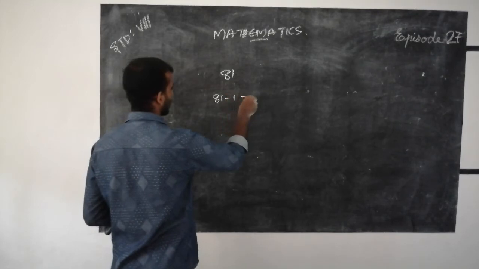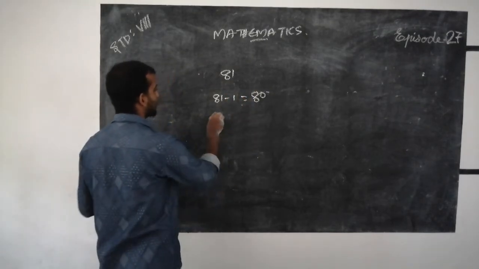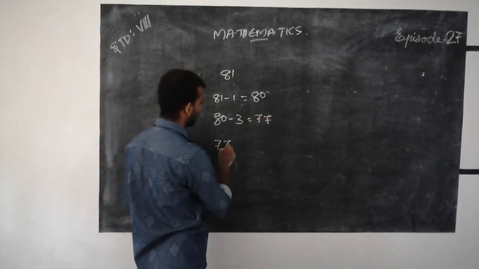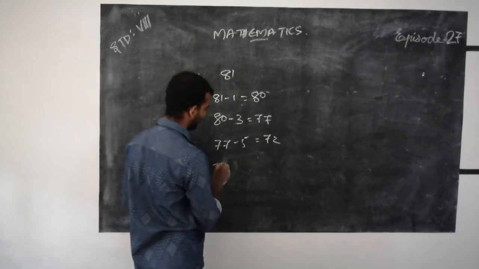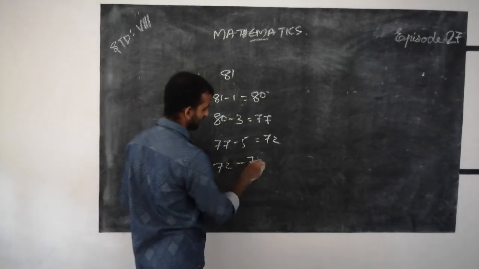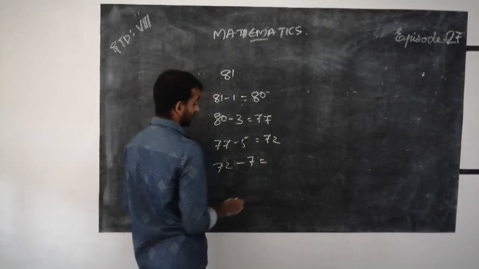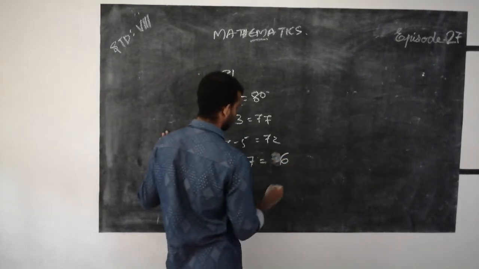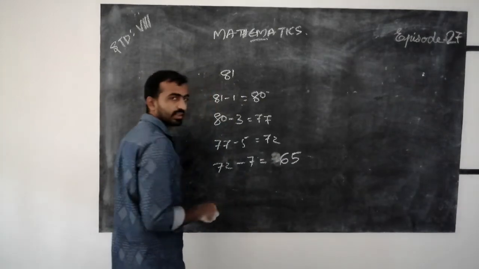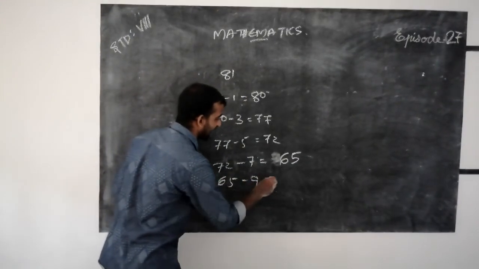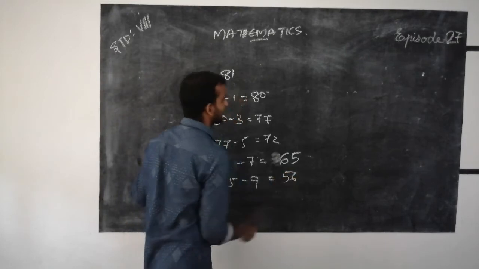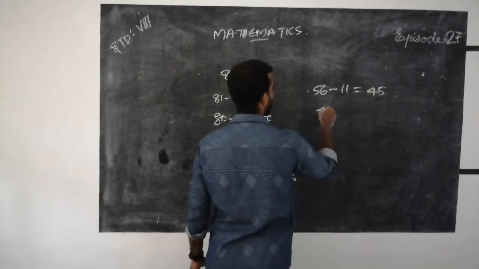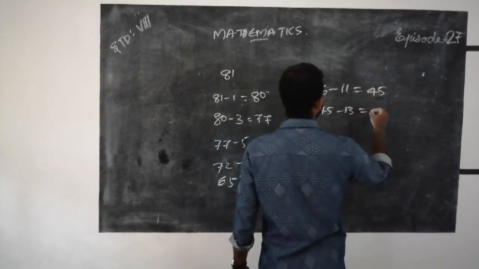That is 81 minus 1, 80. And next 80 minus 3, we get 77. 77 minus 5, 72. 72 minus 7, we get 65. That is 65 minus 9, we get 56. 56 minus 11, 45. 45 minus 13, we get 32.